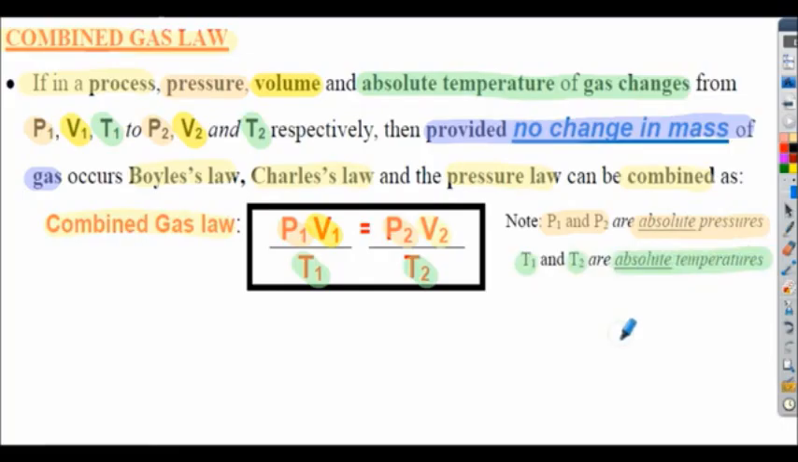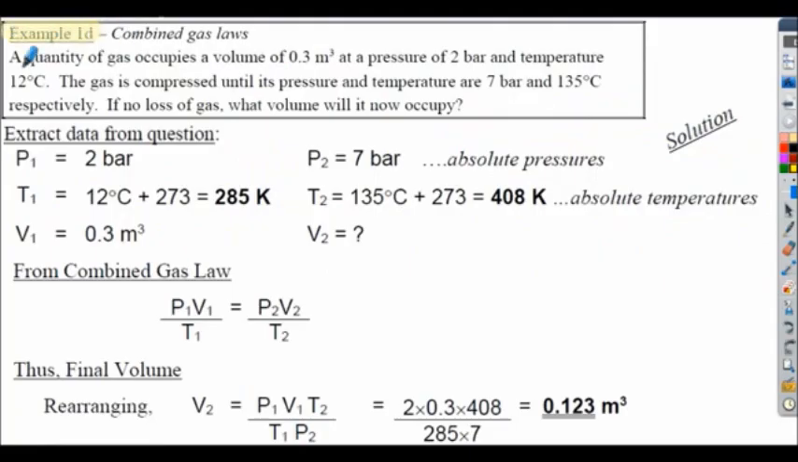Let's consider an example of the use of the combined gas law. Example 1D. A quantity of gas occupies a volume of 0.3 meters cubed at a pressure of 2 bar and a temperature of 12 degrees C. The gas is compressed until its pressure and temperature are 7 bar and 135 degrees C respectively. Assuming no loss of gas, what volume will the gas now occupy?